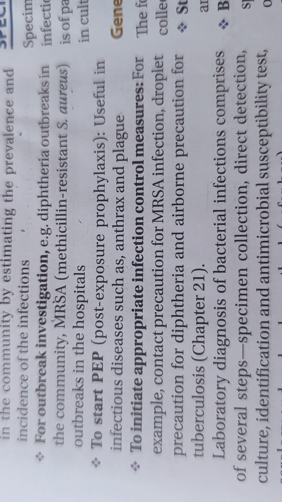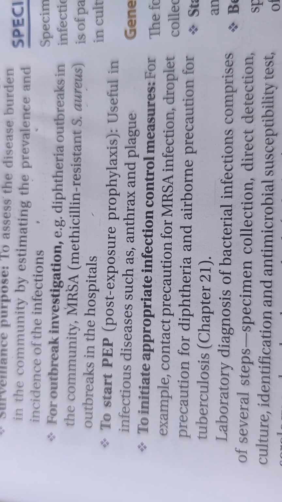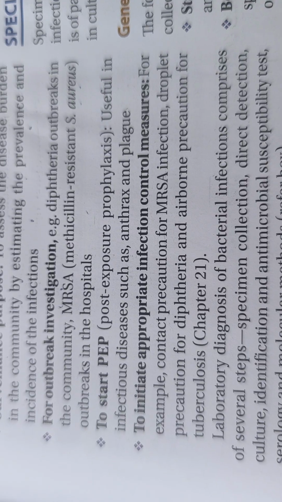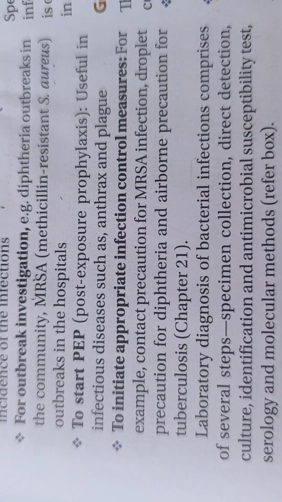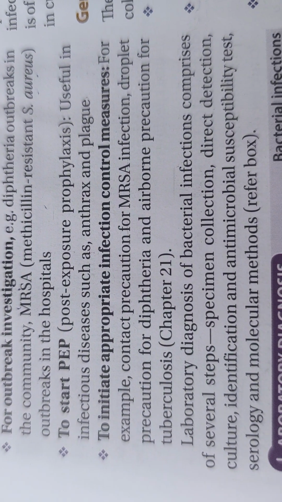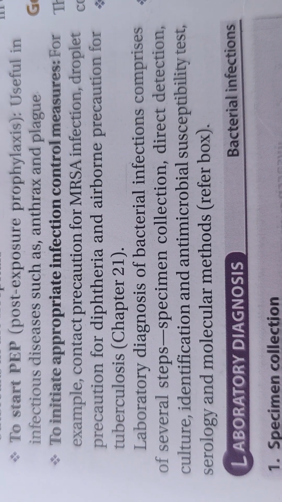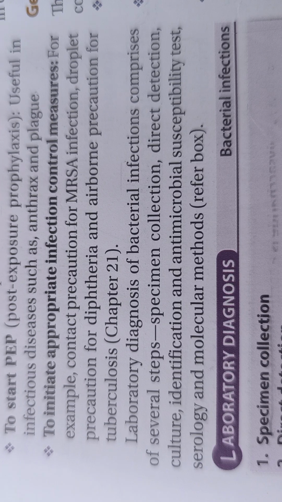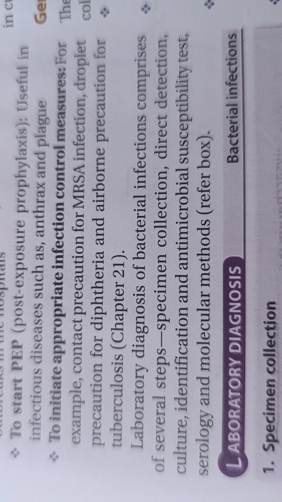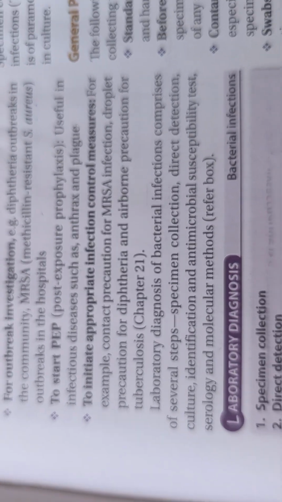For outbreak investigation, for example, diphtheria outbreak in the community, or MRSA, methicillin-resistant S. aureus outbreak in the hospital. To start PEP, post-exposure prophylaxis, useful in infectious diseases such as anthrax and plague. To initiate appropriate infection control measures, for example, contact precaution for MRSA infection, droplet precaution for diphtheria, and airborne precaution for tuberculosis.